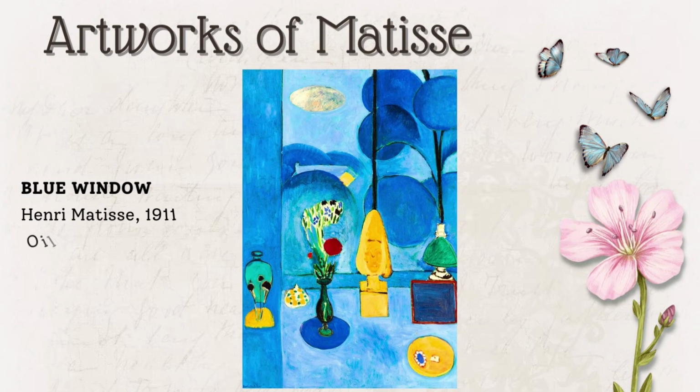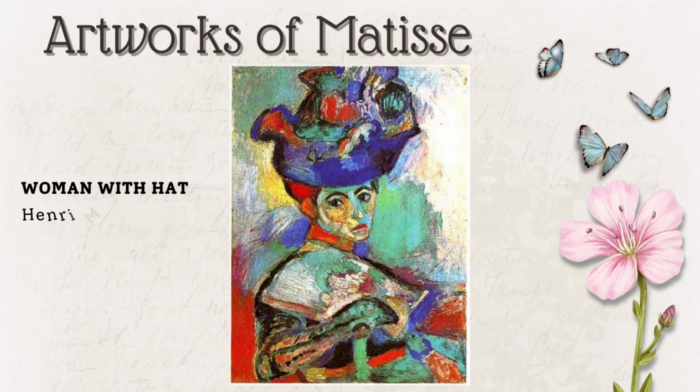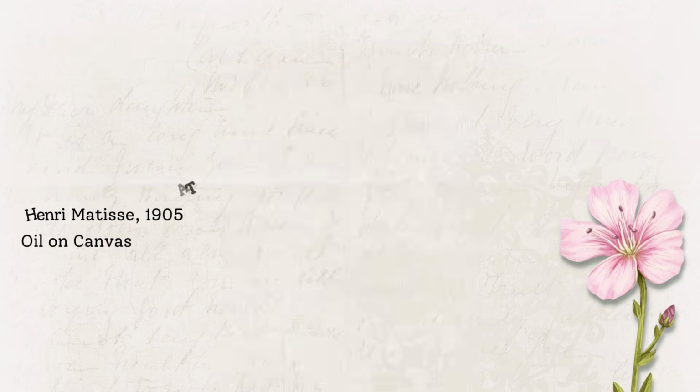Here are some of the artworks of Matisse. The first one is an oil on canvas painting entitled Blue Window. He made it way back 1911. Another artwork of Matisse is called Woman with Hat. It is an oil on canvas painting made way back 1905.